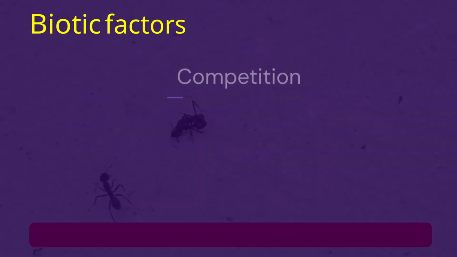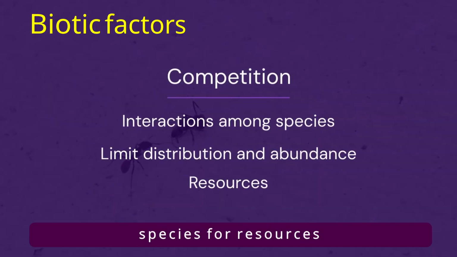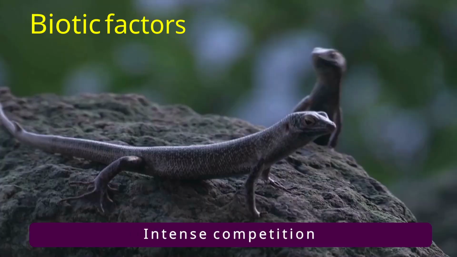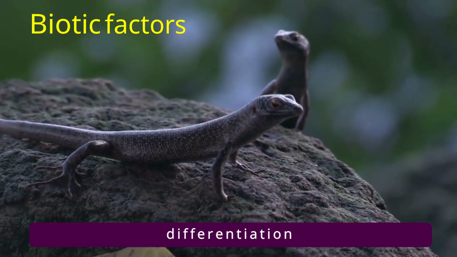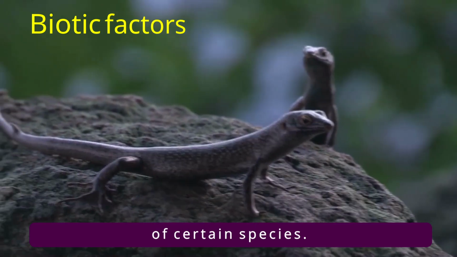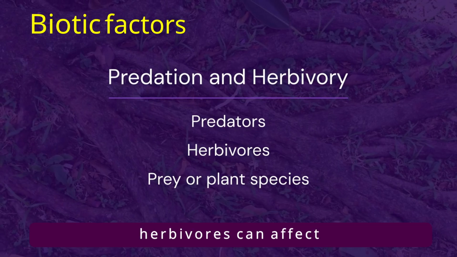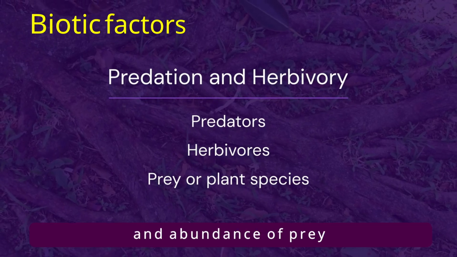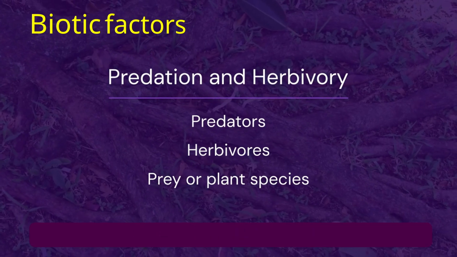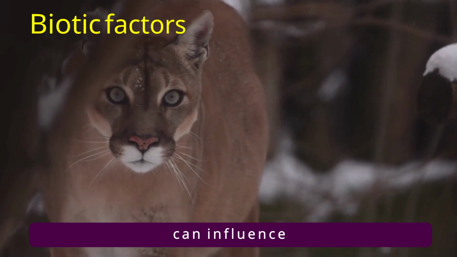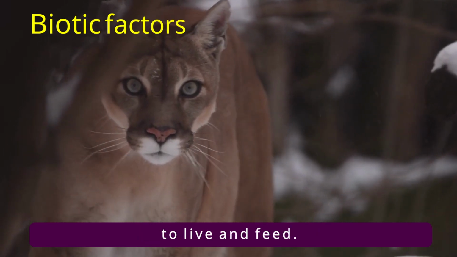Biotic factors. Competition. Interactions among species for resources such as food, water, and nesting sites can limit their distribution and abundance. Intense competition may result in niche differentiation or the exclusion of certain species. Predation and herbivory. The presence of predators and herbivores can affect the distribution and abundance of prey or plant species. The threat of predation or herbivory can influence where organisms choose to live and feed.